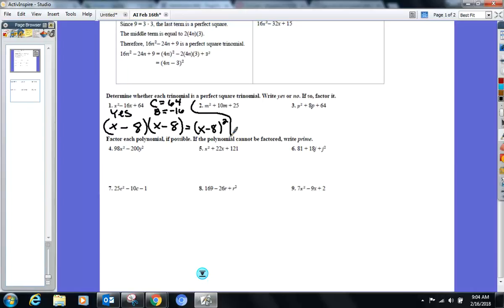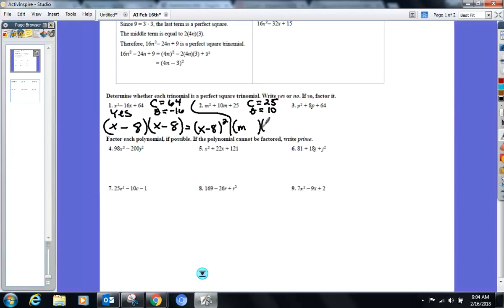All right, ready to keep this train going? All right, let's try out 2. GCF. No. What do you have now? How many terms? 3. What's your A value? Okay, so you can play what now? C and B game, right? What's your C value? 25, and your B value? Positive 10, right? Yep. All right, your show now.